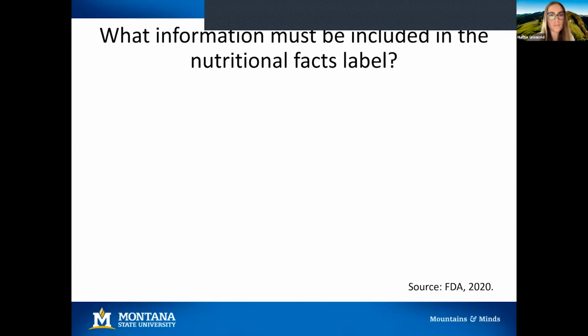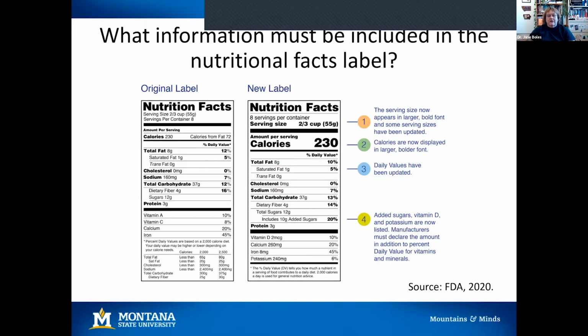So what information must be included in the nutritional facts label? The nutritional label requires the total fat, which is saturated and trans fat, cholesterol, sodium, your carbohydrates, and it's supposed to include added sugars, which can be sometimes problematic, especially in a fermented product, because you add sugar, but it's no longer there at the final product. So that can be a little bit problematic. They did change the format about 3 years ago.